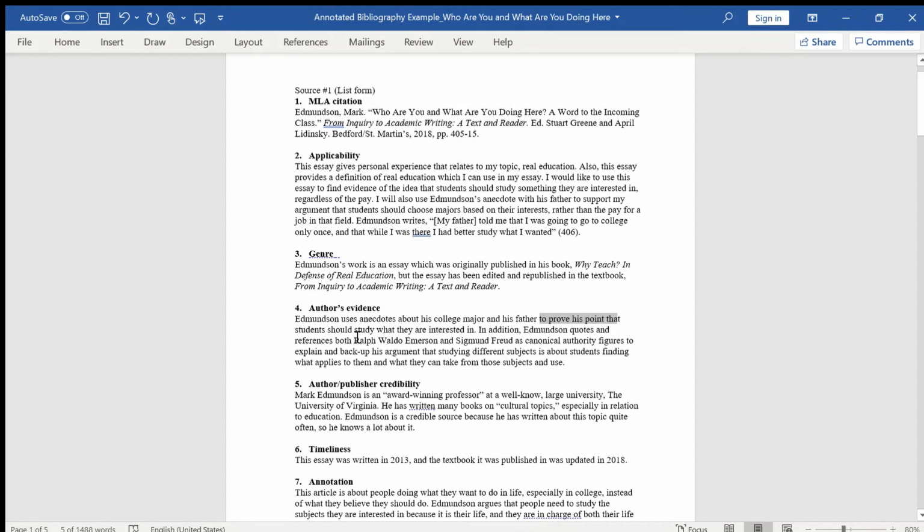Down here we've got the same thing. Here's some authors, some really famous people, they're authority figures. He uses them to explain and back up his argument. So why did he use that evidence? How did he use it?